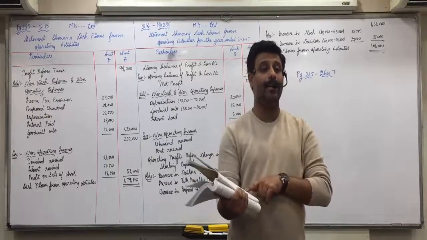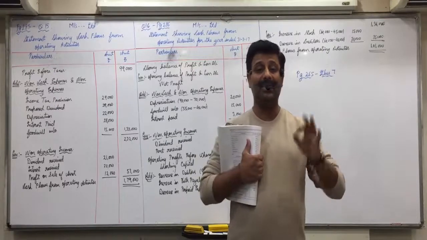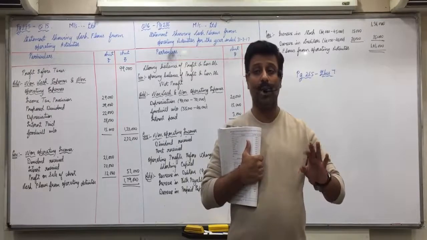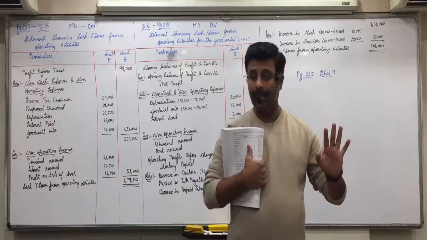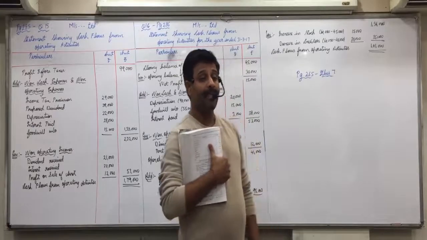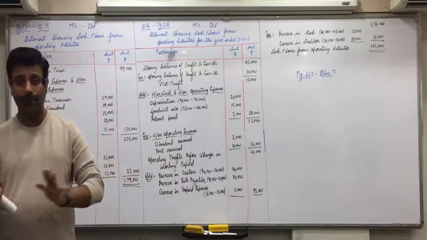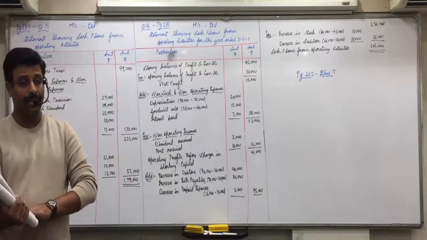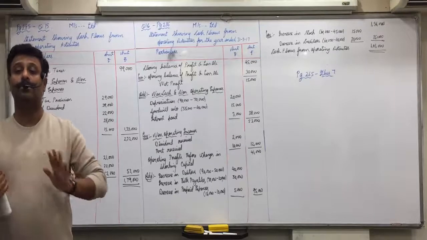But that is issued at the end of the year, which means 1 lakh of debentures we issued on 31st March 2017, the last day of the year. So do we have to pay any interest on that 1 lakh in this year? No. We borrowed that money on the last day of the year. We don't have to pay any interest on 1 lakh. So we have to pay interest on what amount? 2 lakhs. Only 2 lakhs.